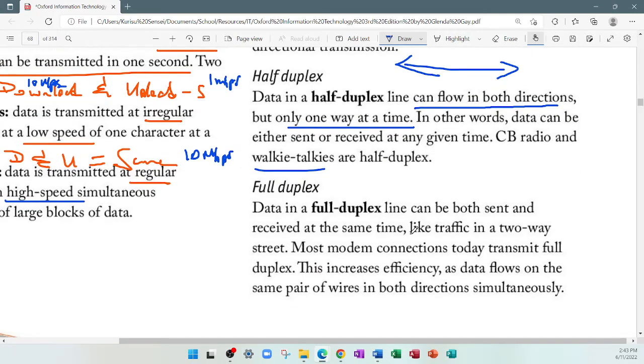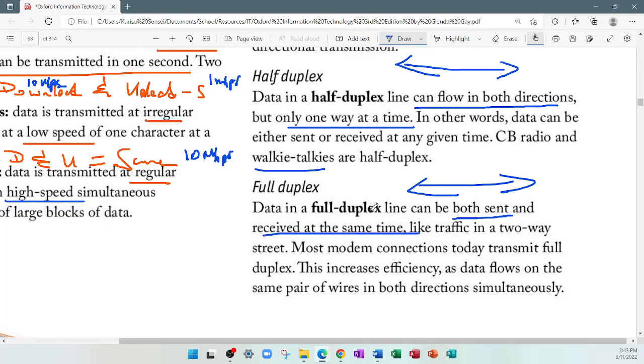And finally, full duplex, both data can be sent and received at the same time. So you can send and receive at the same time. So that's what we're using today. When we are on the internet, when we are on a network, that's what we're using today. We're using full duplex. We're sending and receiving data at the same time.